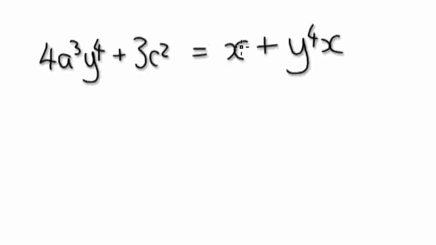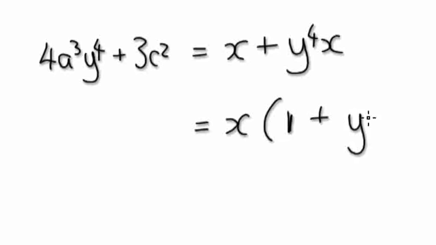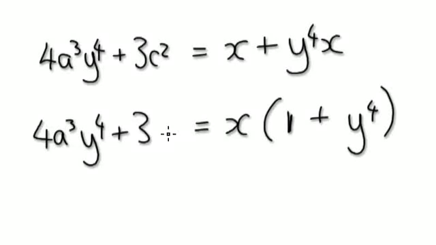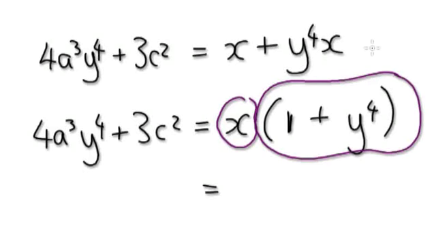Okay, and now you want to get x on its own. So factorize the x. Remember, you've got to stick the 1 in here, plus y to the power 4. So factorize this, and on this side you will have 4a to the power 3 y to the power 4 plus 3c squared. And now at the moment you've got this multiplying by this, so divide both sides by this.